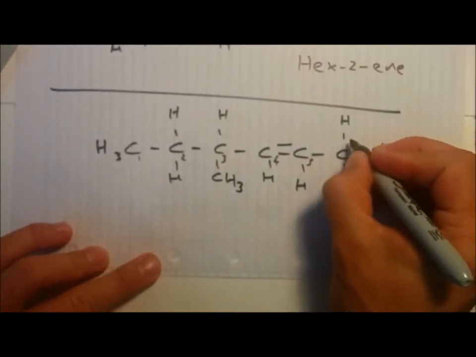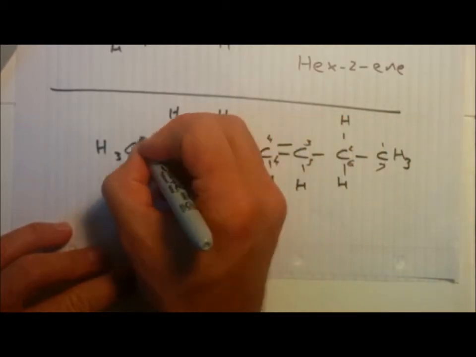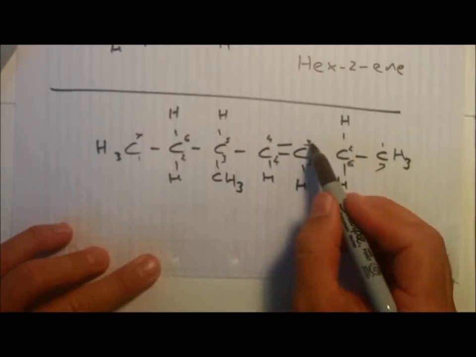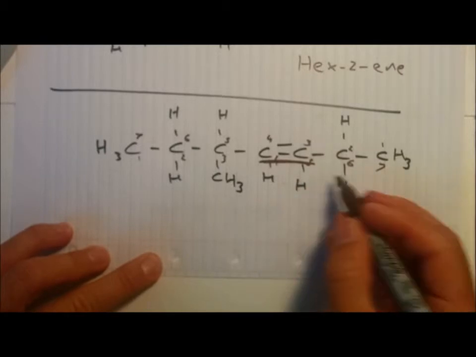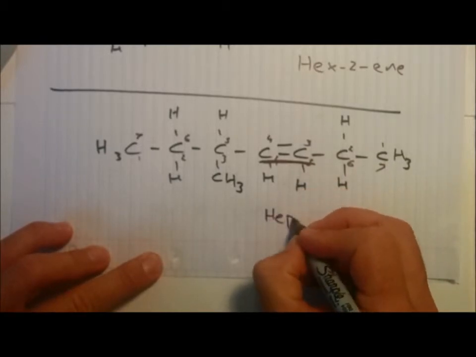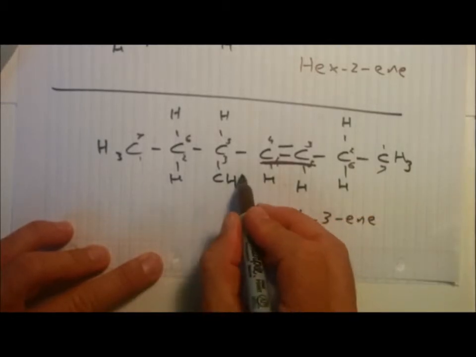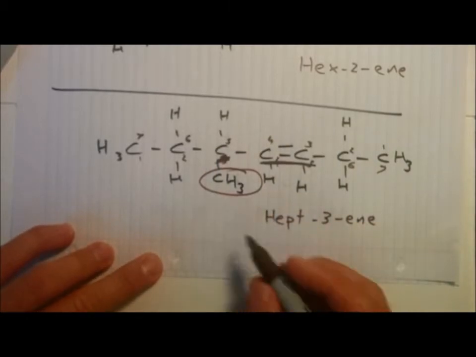Second example, we could start 2, 3, 4, 5, 6, 7. Or we could number 1, 2, 3, 4, 5, 6, 7. So if we go this way, then the double bond goes between carbons number 3 and 4. It is 7, so it's hept-3-ene.